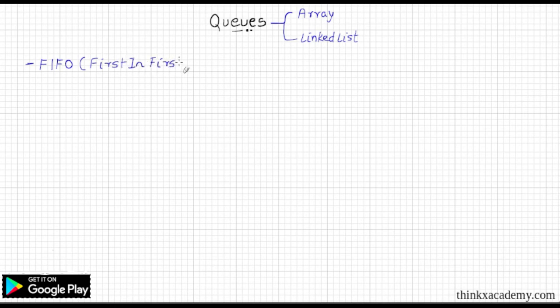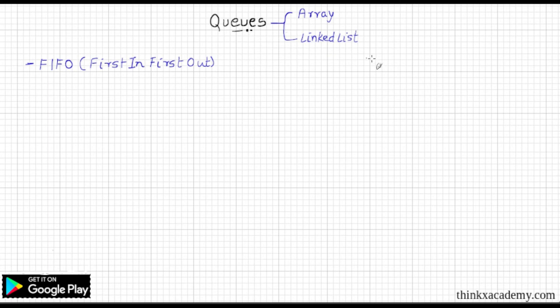First in first out. So this first in first out principle basically means that the first element inserted inside the queue is going to become the first element to come out of the queue. So if you are inserting an element in the queue, then it will become the first element to get out of the queue. So this is the basic idea behind queue.